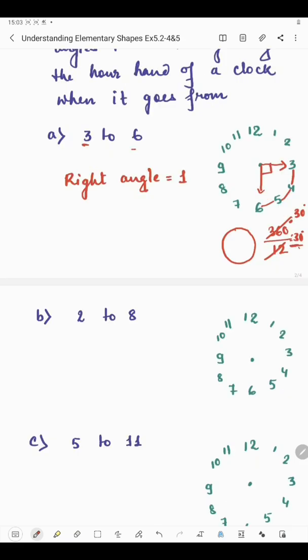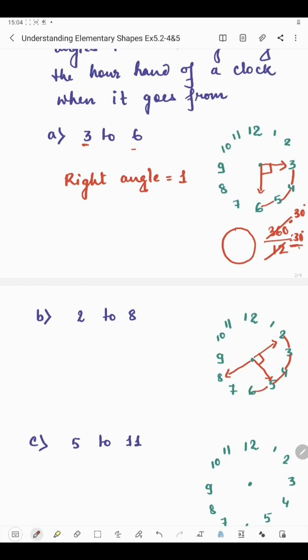Okay. Now in the B part we have 2 to 8. Our hand moves from 2 to 8. So let us check how many right angles it makes. So 2 to 3 is one part, 3 to 4 is one part, 4 to 5 is one part. That means 2 to 5 is 90 degrees.